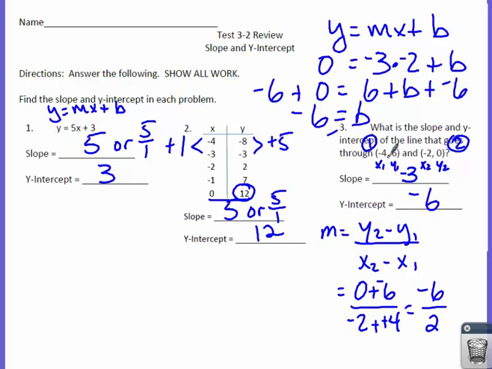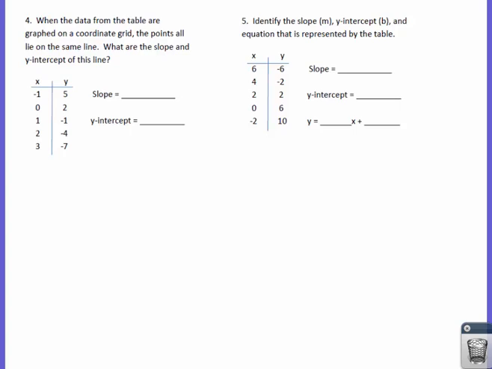Okay, so let's continue with the test review. Number 4: When the data from the table are graphed on a coordinate grid, the points all lie on the same line. What are the slope and y-intercept of this line? So number 4 is exactly like number 2, just has more words. Okay, it says, what's the slope?